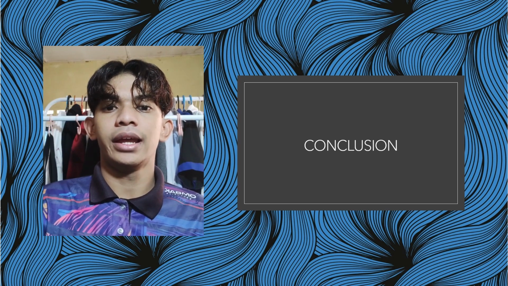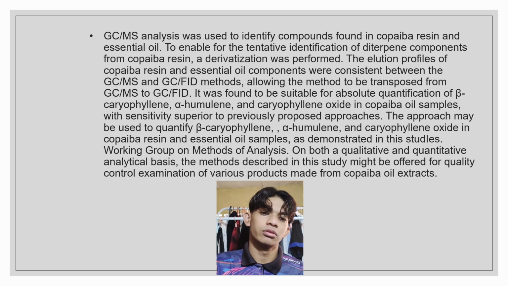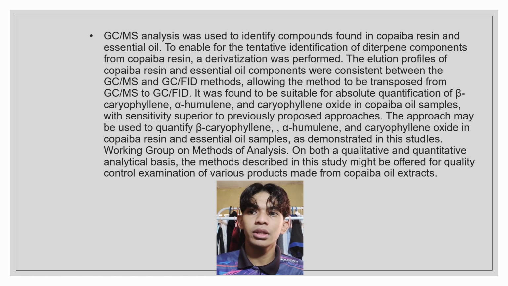So, lastly, let us jump to the conclusion. In conclusion, GC-MS analysis was used to identify compounds found in Copaiba resin and essential oil to enable the tentative identification of the terpene components from Copaiba resin. A derivatization was performed. The elution profiles of Copaiba resin and essential oil components were consistent between the GC-MS and GC-FID methods, allowing the method to be transposed from GC-MS to GC-FID.